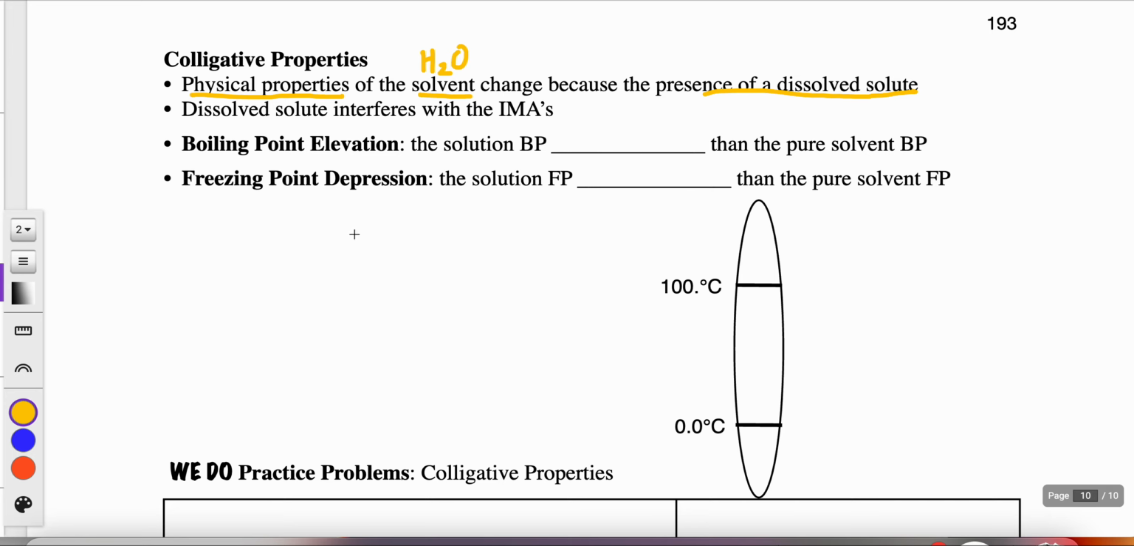And the two properties that we really take a look at are how that dissolved solute affects the boiling point of water and the freezing point of water. So let's take a look right here. 100 degrees Celsius is what we recognize as the boiling point of pure water. If you ask any chemistry student what's the boiling point of water, they're going to say 100 degrees Celsius. Versus 0 degrees Celsius, we recognize this as the freezing point of pure water.